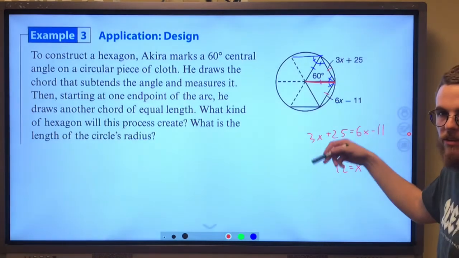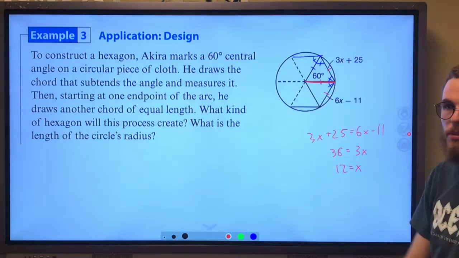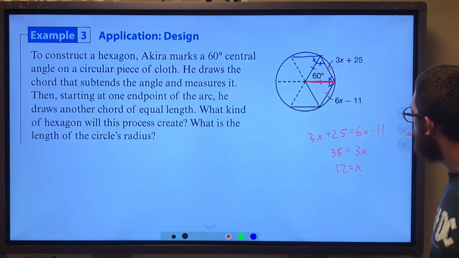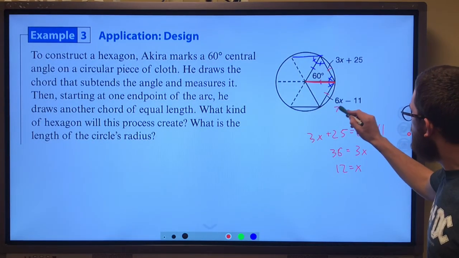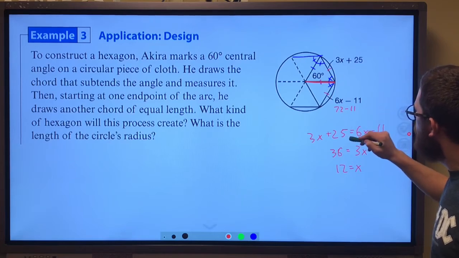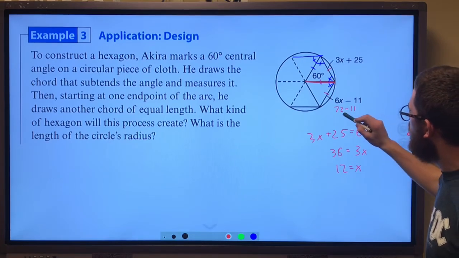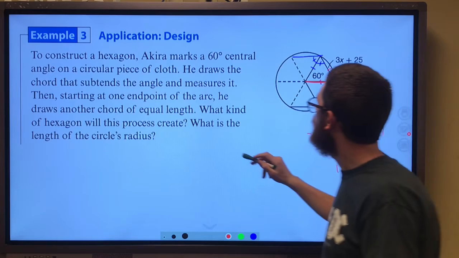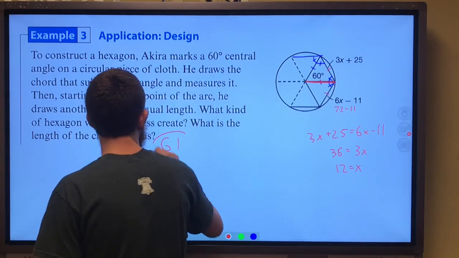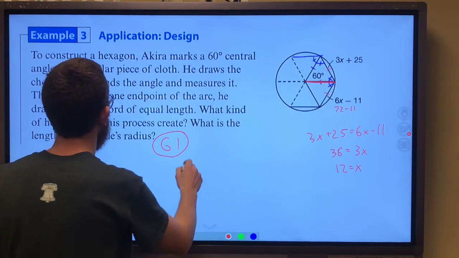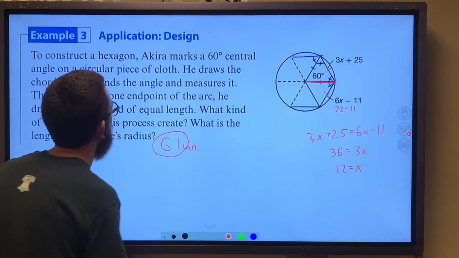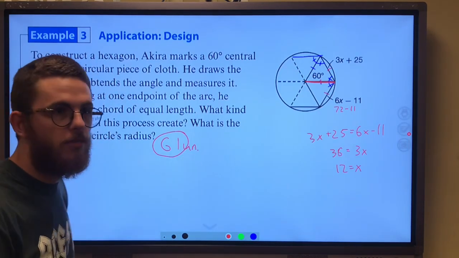I can plug this in to find the length of the chord. I know it's going to be the same thing as that radius. 6 times 12 is 72 minus 11. This comes out to be 61. The radius of the circle is 61. Whatever units we're measuring this in, it doesn't look like they have any kind of units on it.